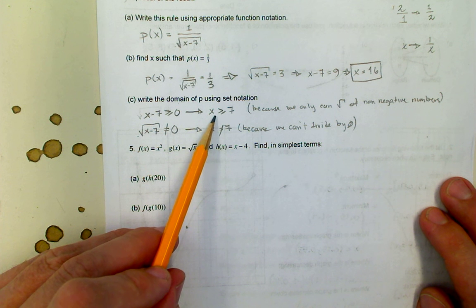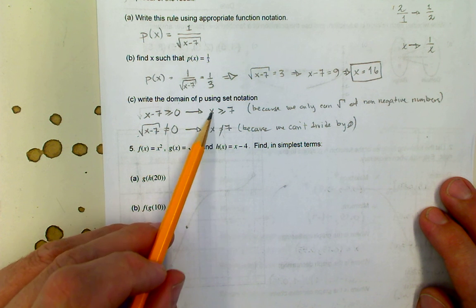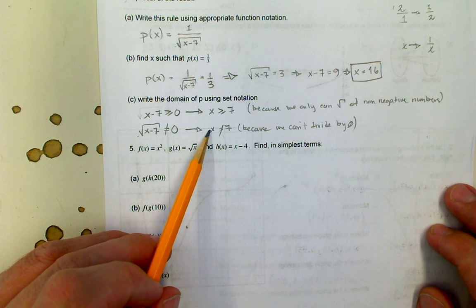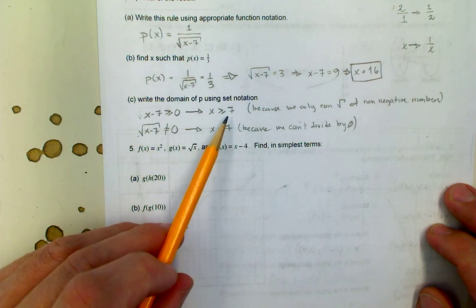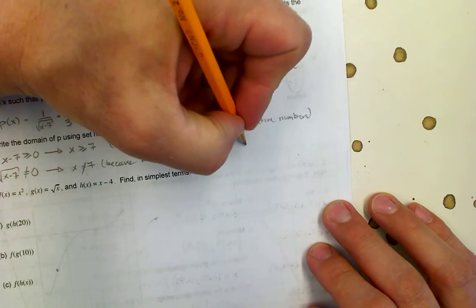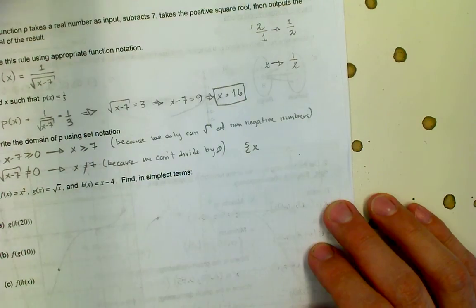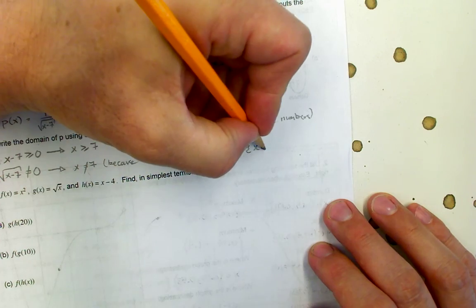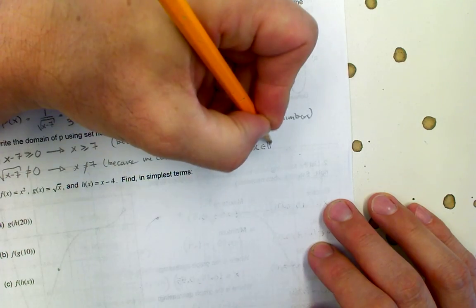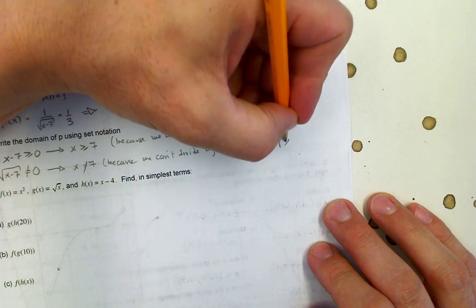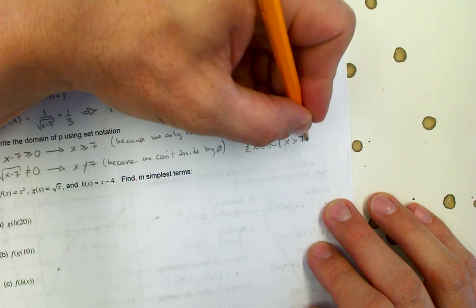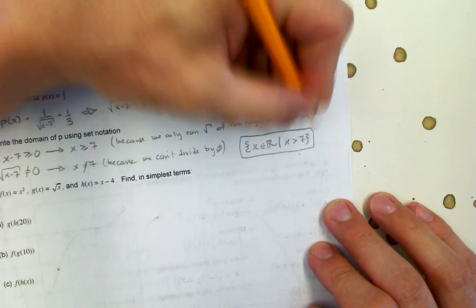So notice, really, the condition that I want to meet considering both of these things is that x has to be greater than 7. Not equal to, just greater than. So I'll use my set notation to write that down. Okay, x is a member of the real numbers such that x is greater than 7. And that's the set notation that I'm looking for right there.